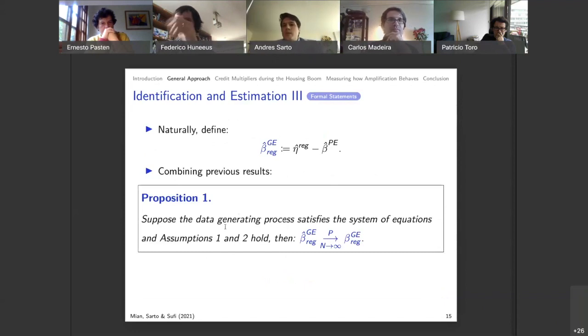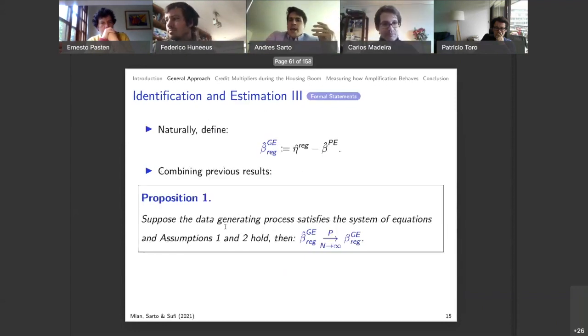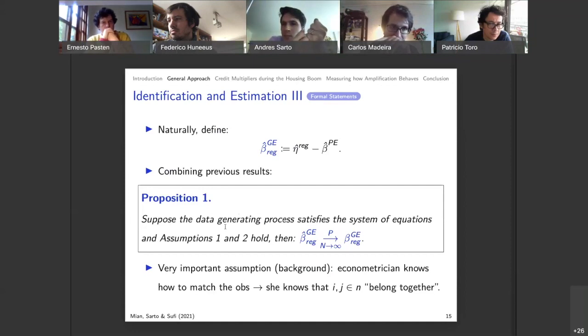So these assumptions, as I was saying, are important. These papers argue for these assumptions. There is also a very crucial assumption in the background that we talked about before. In all of these manipulations, we were assuming all the time that I knew how to combine cross-sectional units I and J, that they belong to the same group N together.